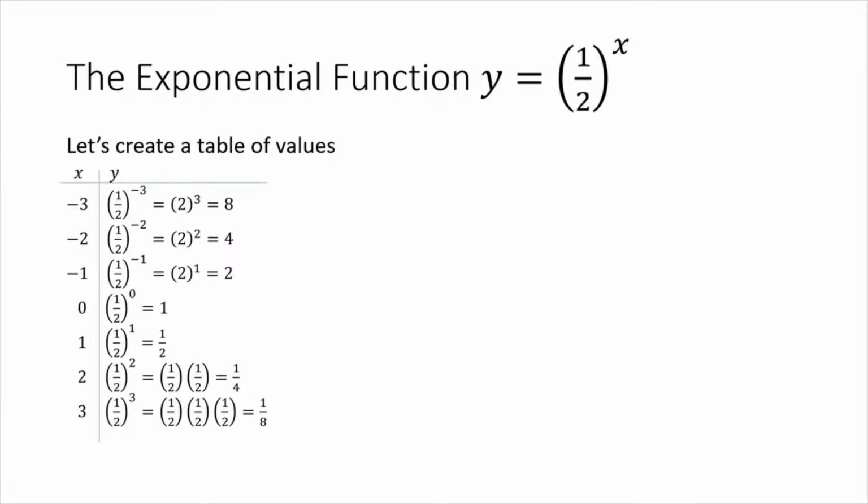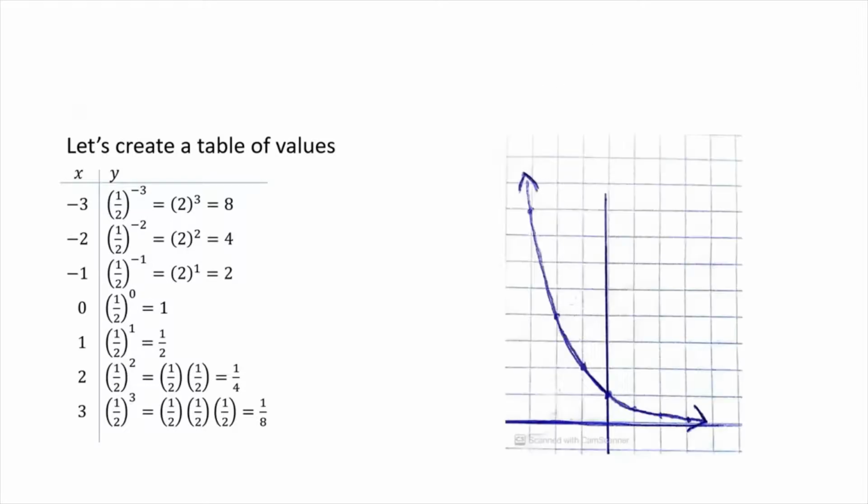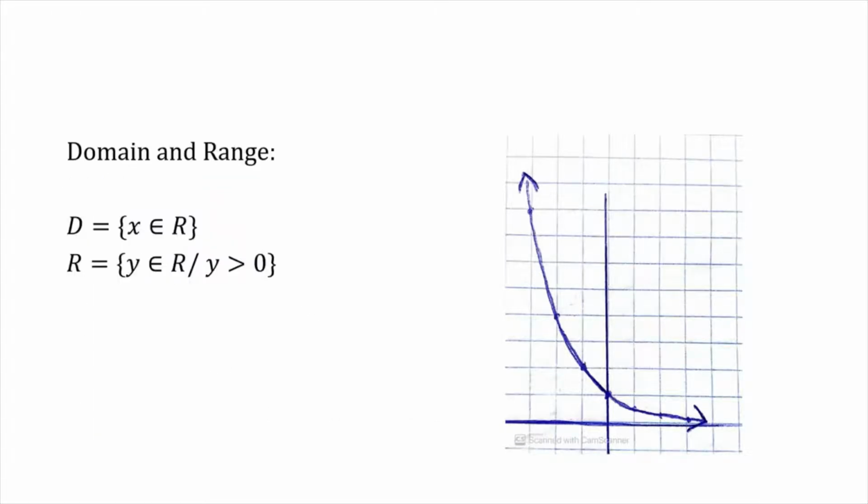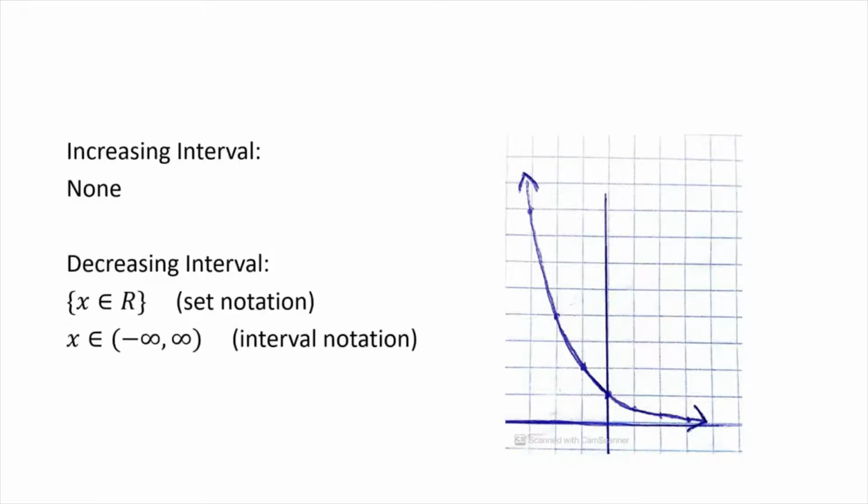Now let's look at the exponential function y equals 1/2 to the x. We could make a table of values if we wanted, and if we do that, we get the curve as shown right there. The farther we go to the right, the smaller the y value becomes, but it will never be 0, so the x-axis is a horizontal asymptote. The domain is all real numbers. The range is all real numbers greater than 0.